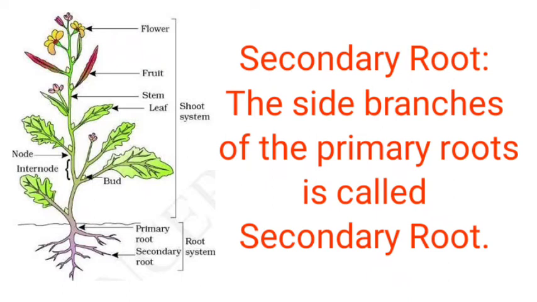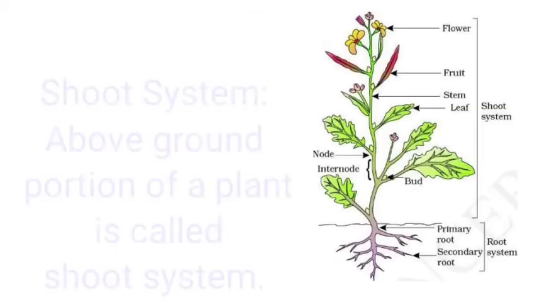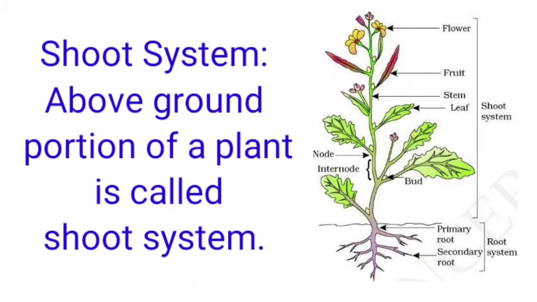So after knowing about root system, primary root and secondary root, now we are going to know about shoot system. Shoot system is the second part of plants. Above ground portion of a plant is called shoot system, in very easy language.